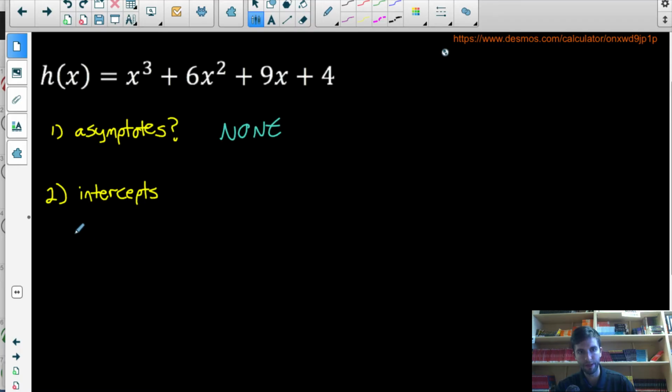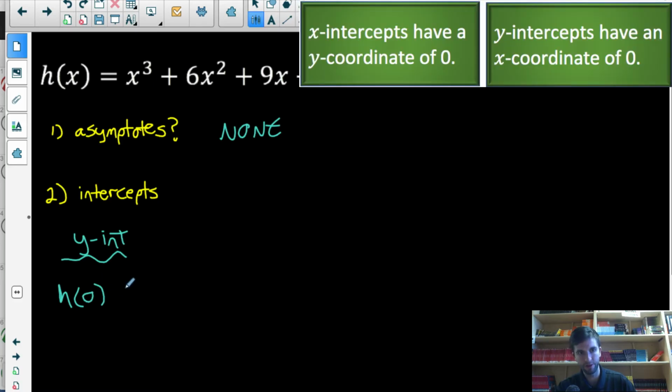Intercepts. So let's start with the y-intercept. That's easier. We'll do x-intercepts after. So for the y-intercept, all we have to do is figure out the value of y when x is 0. So we'll evaluate h at 0, and we would get 4. So our y-intercept is at the point (0, 4).